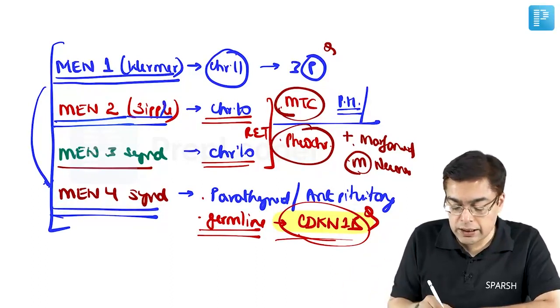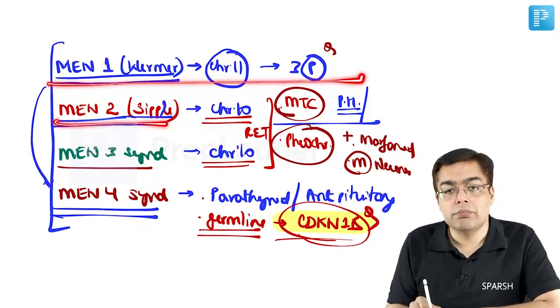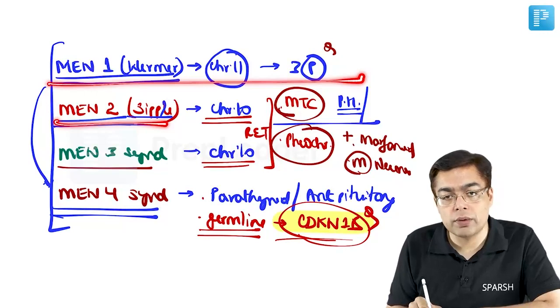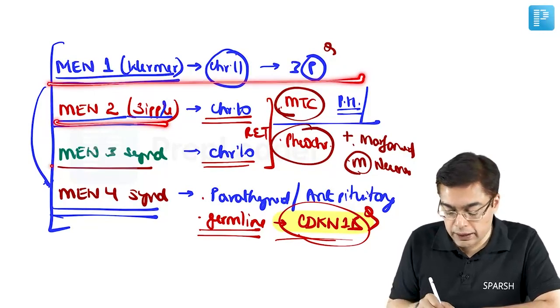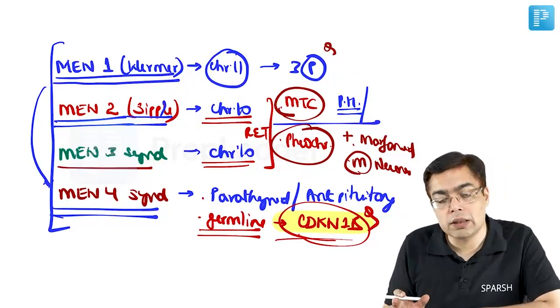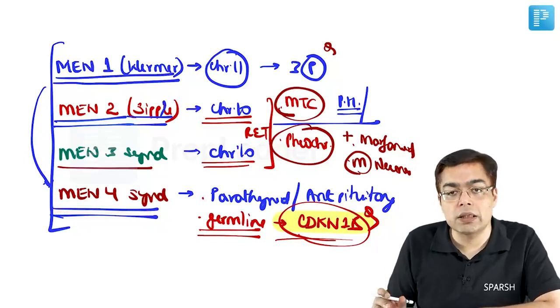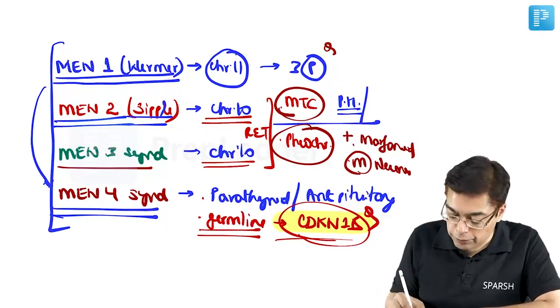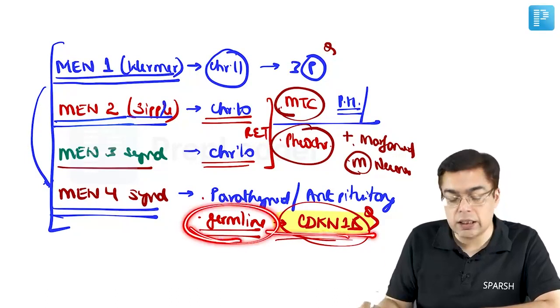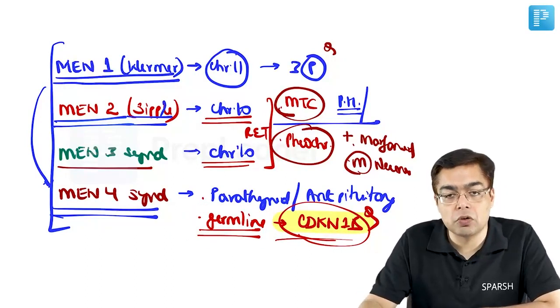But for the sake of simplicity, MEN1, 3P, pituitary parathyroid pancreas, MEN2, medullary thyroid cancer, pheochromocytoma as well as parathyroid involvement, MEN3, you get medullary thyroid cancer, pheochromocytoma, marfanoid habitus, mucosal neuroma, and MEN4, you are having parathyroid involvement as well as anterior pituitary tumors, and the important finding is germline mutation affecting CDKN1B. That is what is going to take care of the discussion of the endocrinology section.